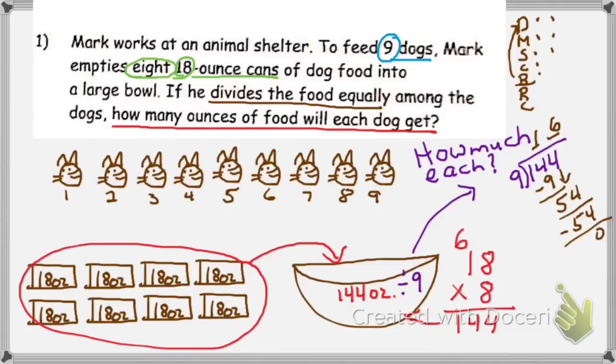Compare. Is 0 less than 9? Yes, it is. Bring down. Is there anything to bring down? No. So I write a remainder, but my remainder is 0, so I don't write a remainder.